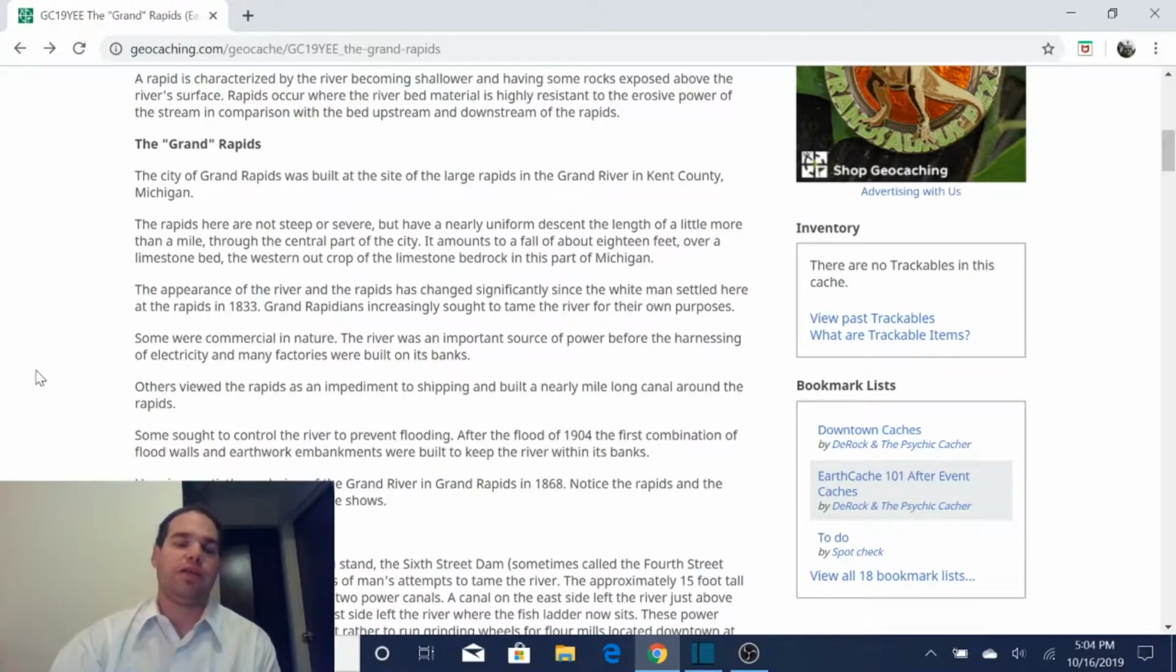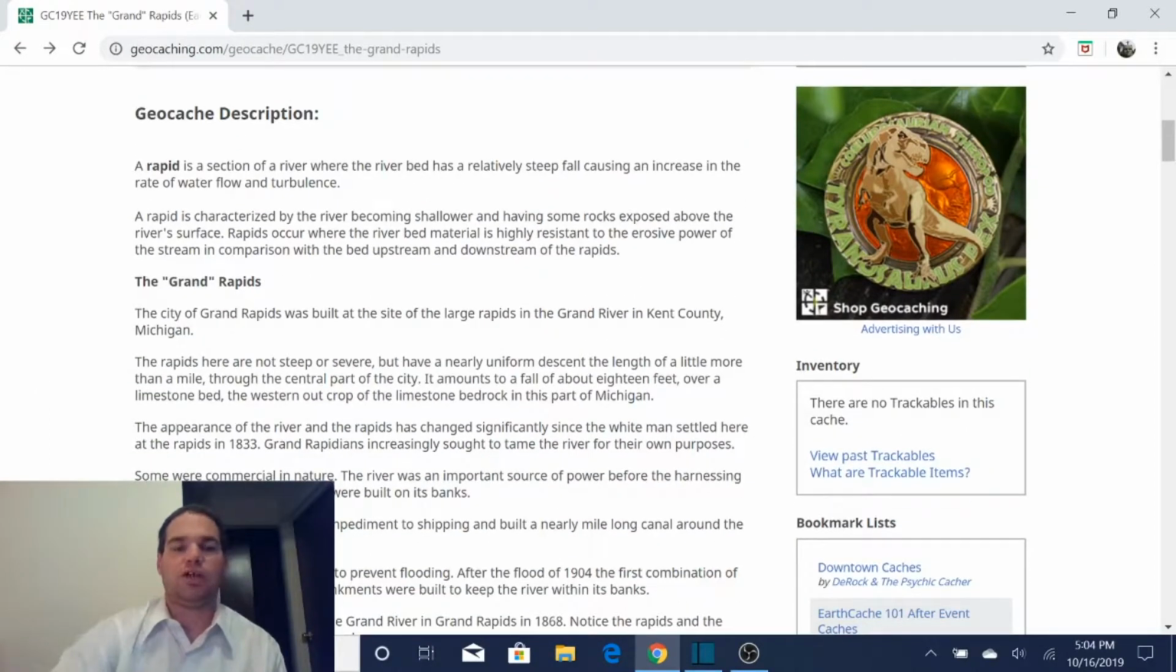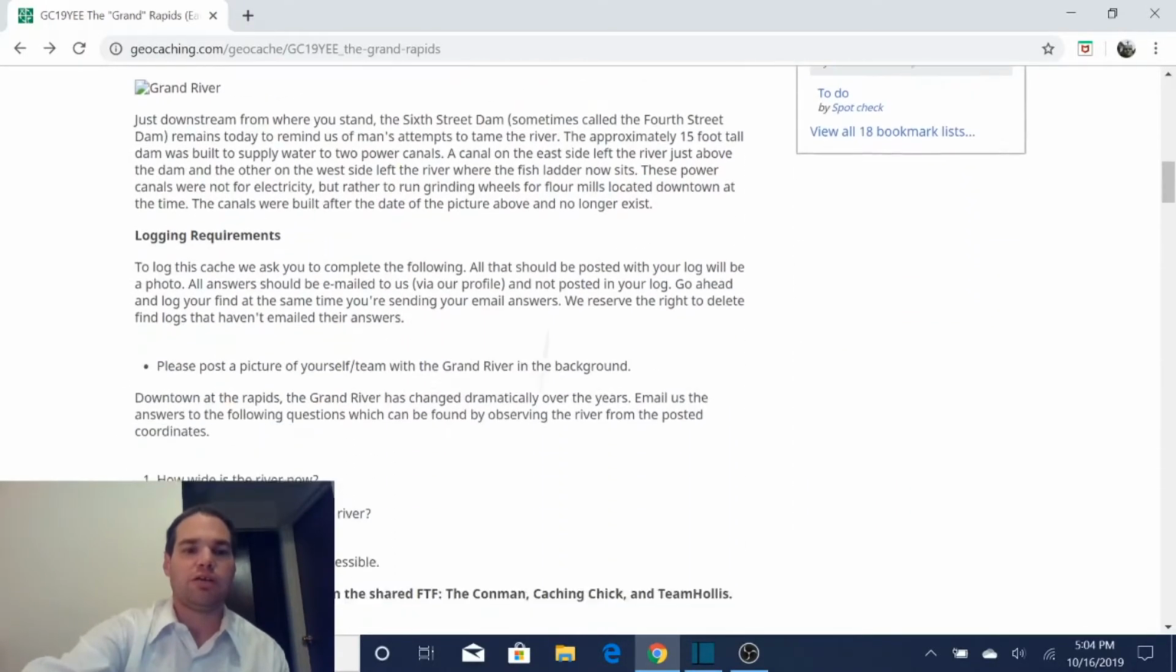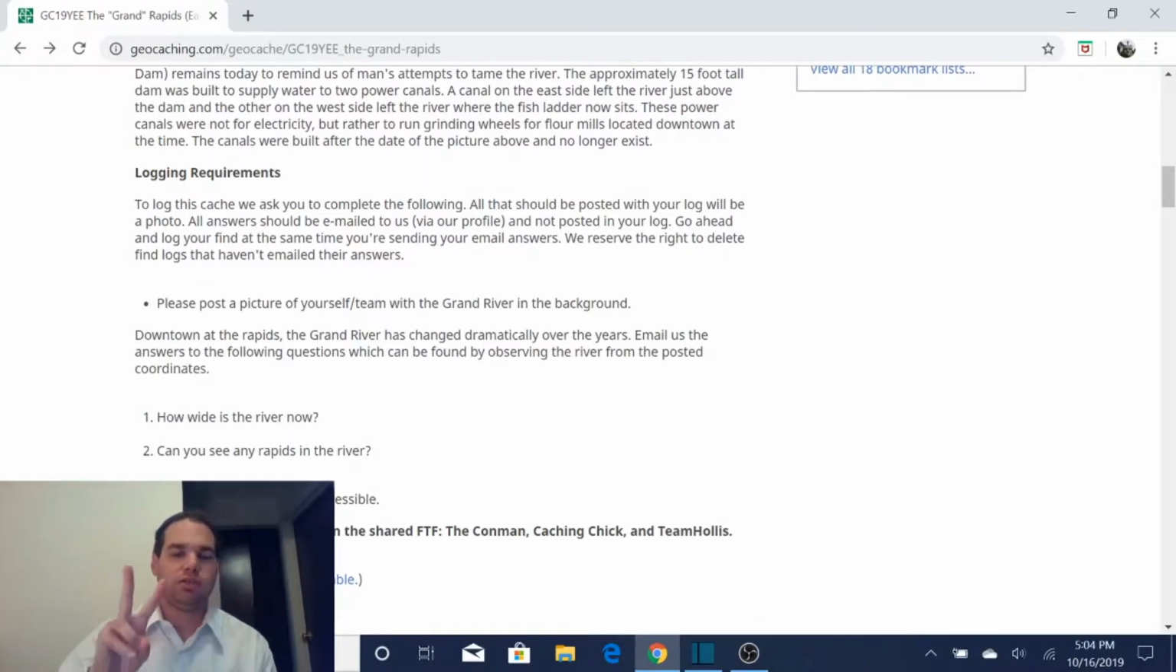So something that is really important to know about earth caches is there is not a geocaching container there. There's not a logbook that you're going to sign. It's usually very educational, and you're going to want to read the information on the cache page in order to get a better idea of what you're looking to do. So for this particular cache, it wants to know 2 questions. How wide is the river, and can you see any rapids in the river?